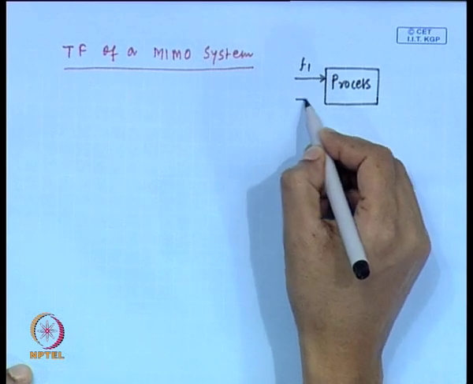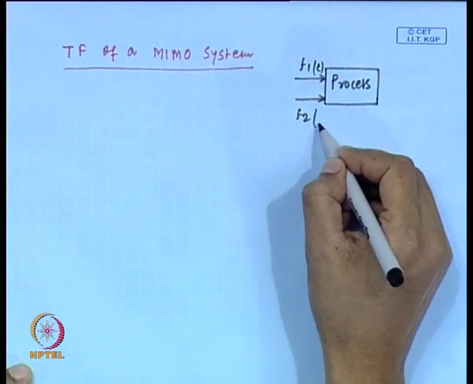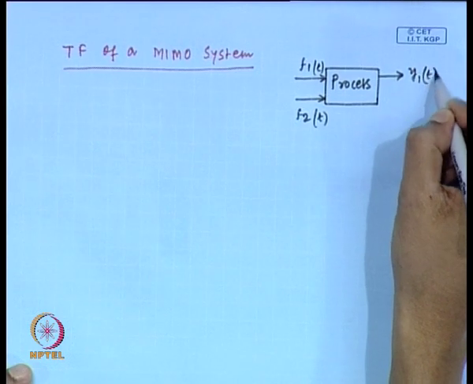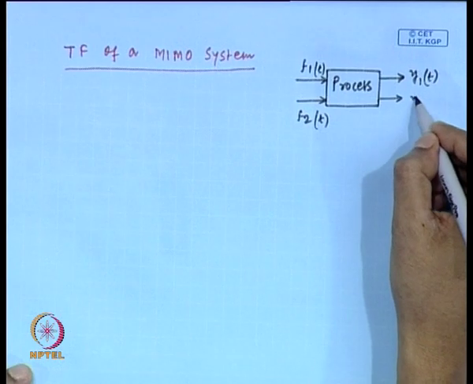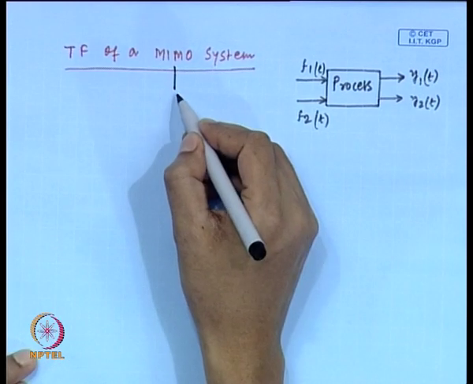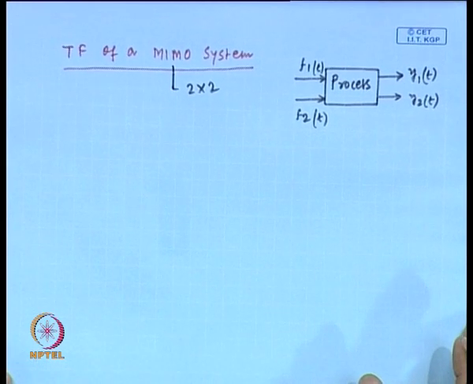Suppose one input is F1, another input is F2, they are in time domain, and we will consider two outputs, one is Y1, another one is Y2. Fine. So, in this MIMO system, I mean multiple input multiple output system, basically we are considering a 2 by 2 system, 2 inputs 2 outputs. Fine. Now, first we need to write the input output model for this process.